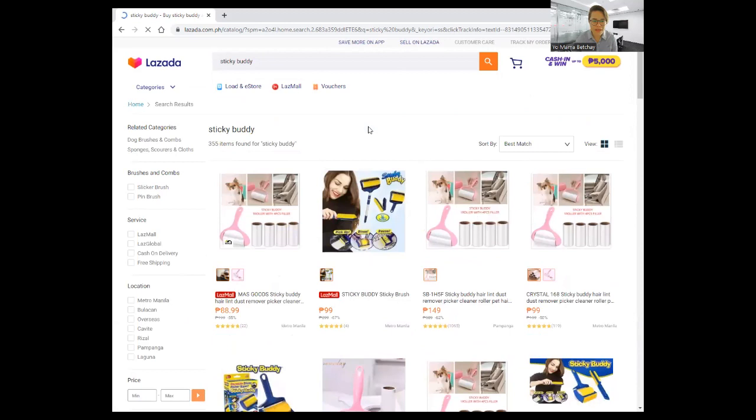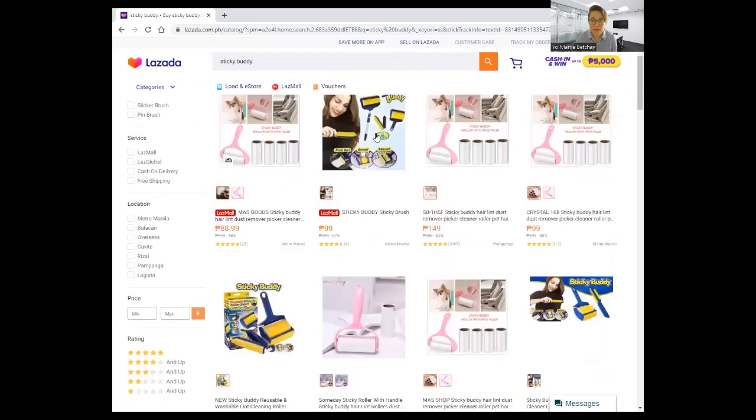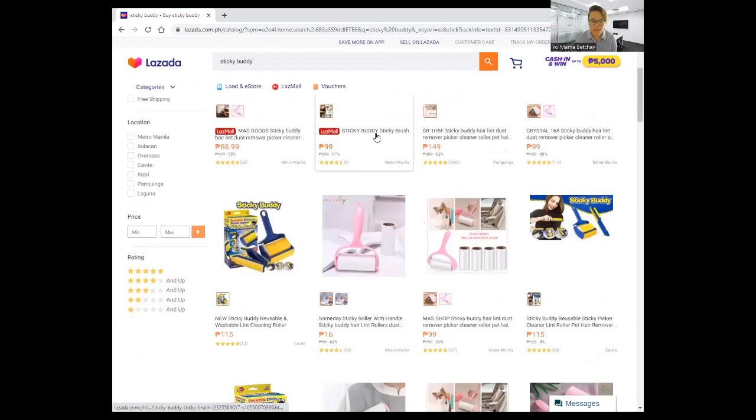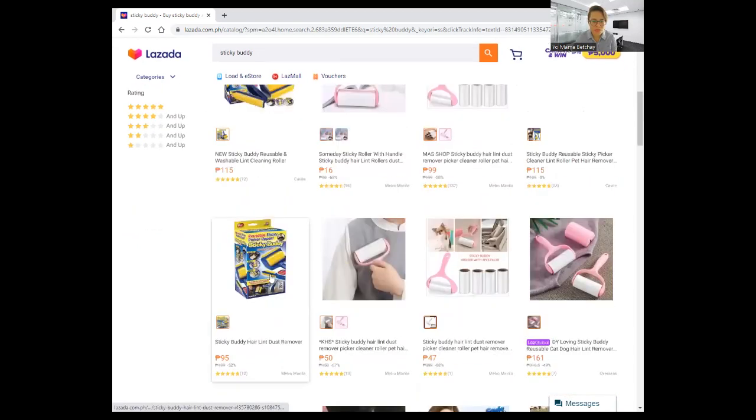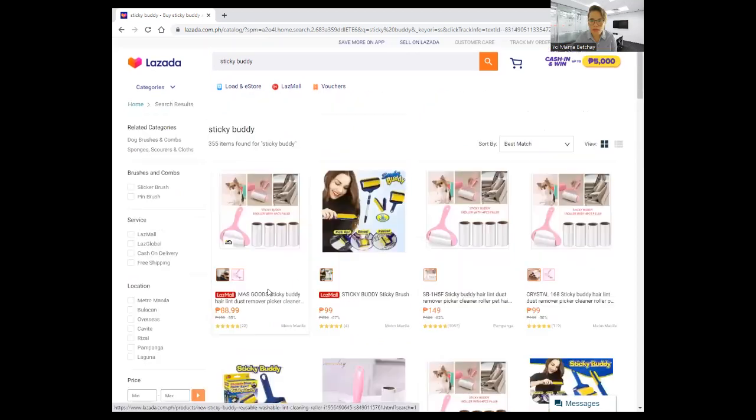So if you notice, we have 355 items found based dun sa keyword na tinype in natin, yung sticky buddy, but we are going to take a look at the same item nung binenta namin in 2017. So katulad po nito sa ating screen. I hope you see it by now. Kasi may mga sticky buddy dito, yung mga lint rollers na iba. Although I think it has the same function, it has a different brand or quality. So we're gonna take a look at this one mismo, itong sticky buddy na to. So I think we can sort this out by low to high na prices. So tingnan natin.